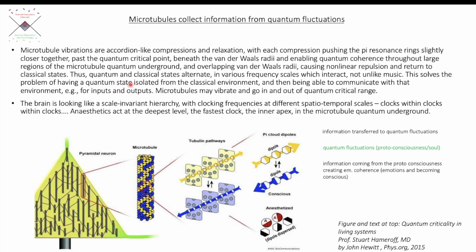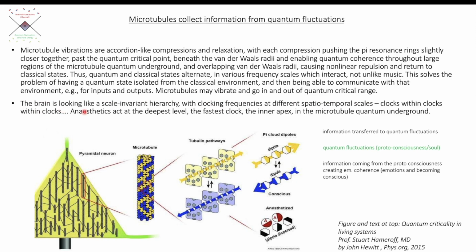Thus, quantum and classical states alternate in various frequency scales which interact, not unlike music. This solves the problem of having a quantum state isolated from the classical environment and then being able to communicate with that environment, for example for inputs and outputs. Microtubules may vibrate and go in and out of quantum critical range.